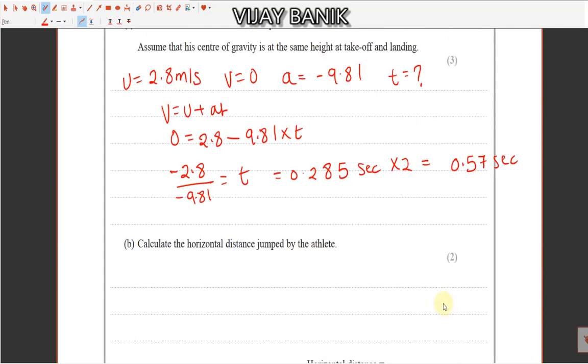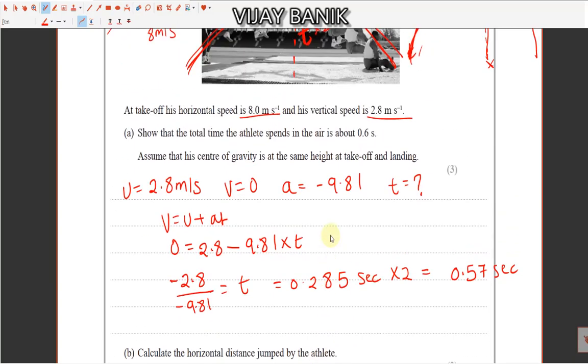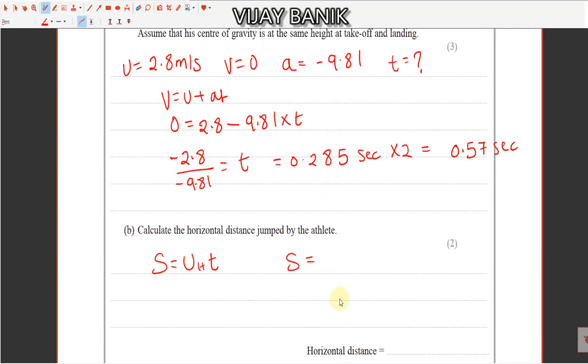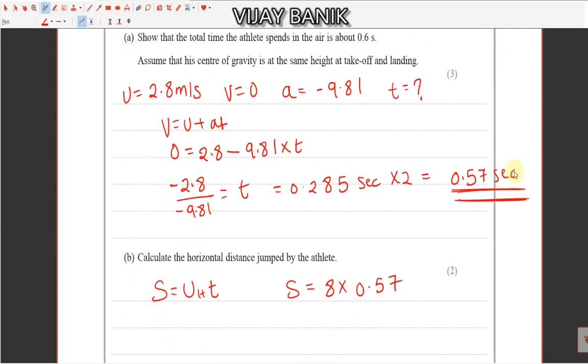Then they said, calculate the horizontal distance jumped by the athlete. Whenever they speak about horizontal distance, please use this formula: s equals horizontal velocity into time. How much was the horizontal velocity given to us? 8 meters per second. So 8 into how many seconds was it traveling for? Exactly the whole journey. The vertical journey and horizontal journey times in projectile are always the same. So how much? 8 horizontal? Yes, confirm.